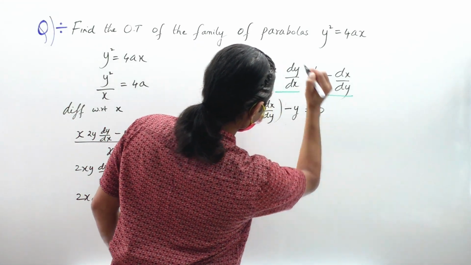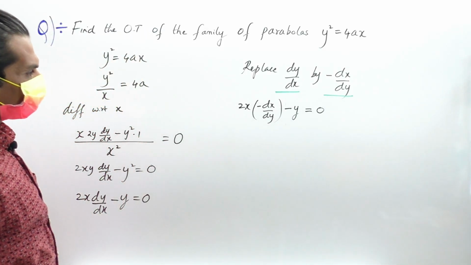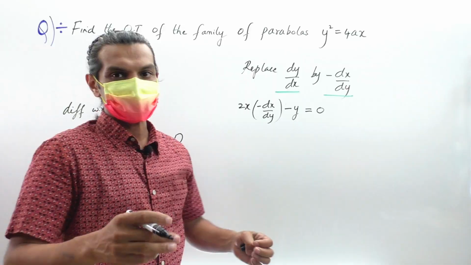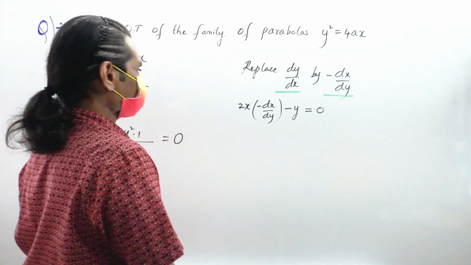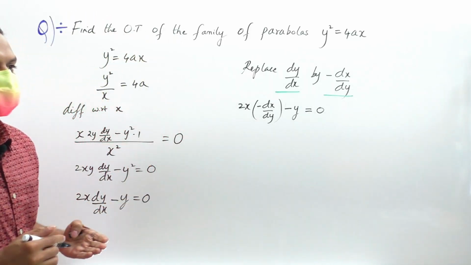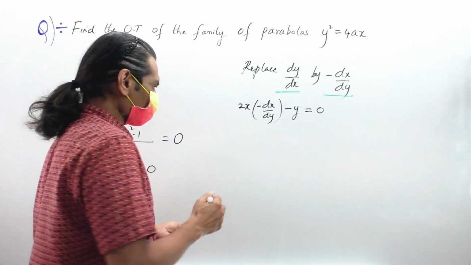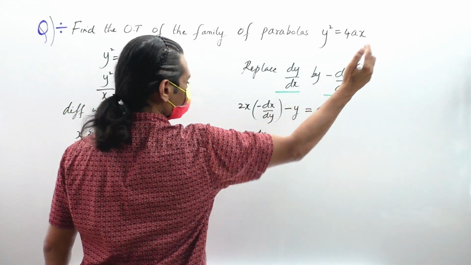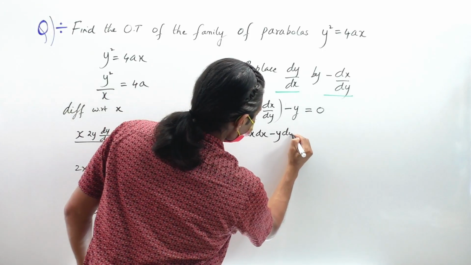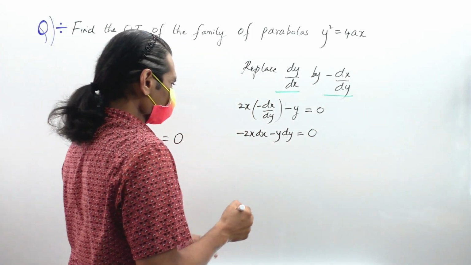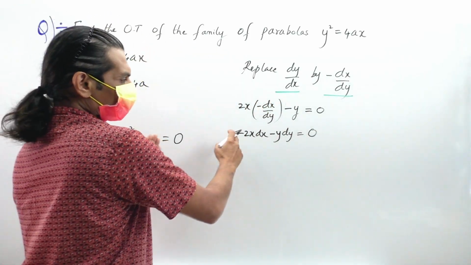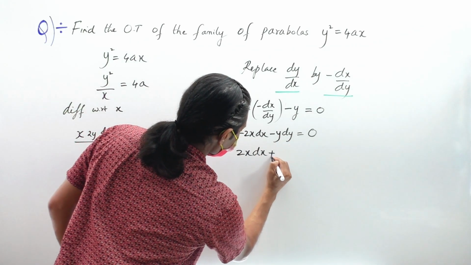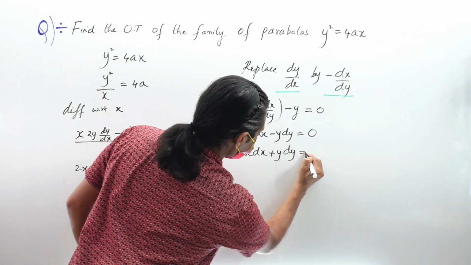equals 0. Now let's again rearrange it, because we need to get it in differential equation form and then solve it and get the answer. Obviously the differential equation will be an easy form, it will be direct integration form. So we can write minus 2x dx, take dy this side, minus y dy is equal to 0. Now let's make it standard. So minus minus cancels, we get 2x dx plus y dy is equal to 0.